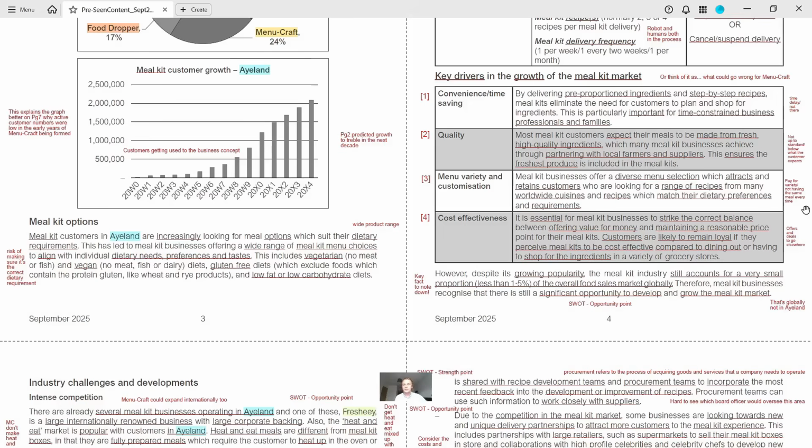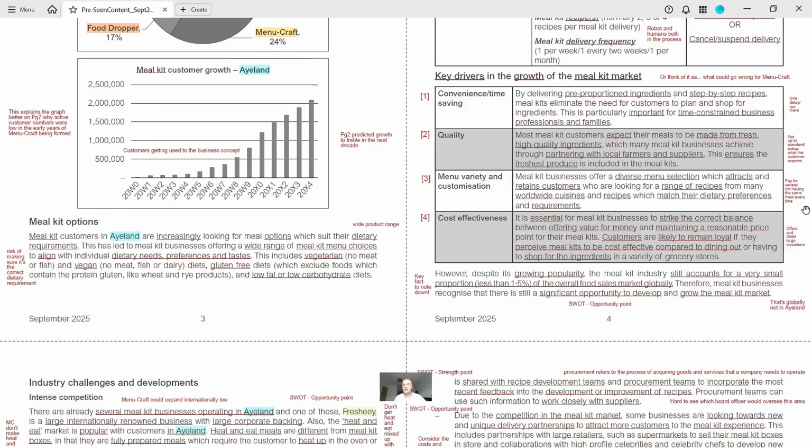We're then coming on to the cost effectiveness, and this is where we're told it's essential for them to strike the correct balance between offering value for money, maintaining that reasonable price, and getting the quality balance as well. Customers are likely to remain loyal if they perceive the meal kits to be cost effective compared to dining out or having to actually shop for the ingredients and do it themselves. So this is where we're told later on there are offers and deals from competitors to go elsewhere. But the majority of MenuCraft customers are very loyal because they like that it has actually formed in Ayland.